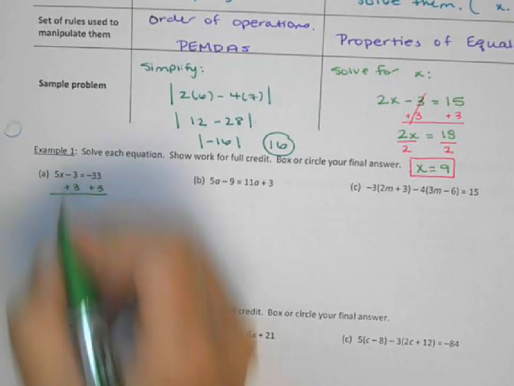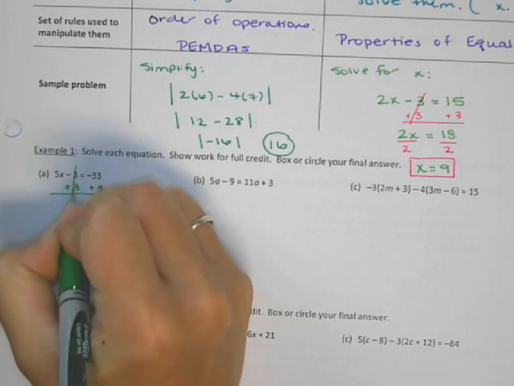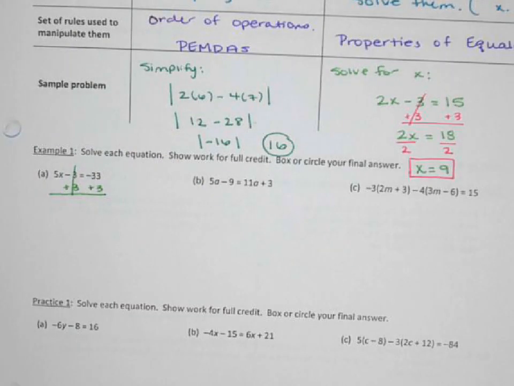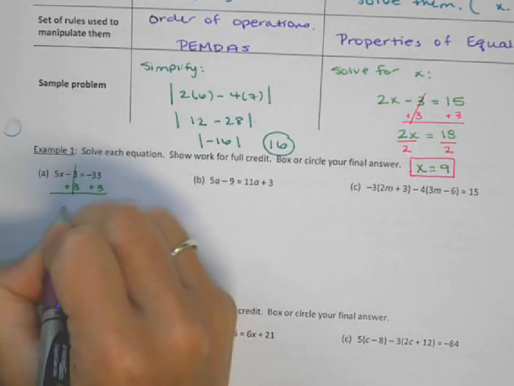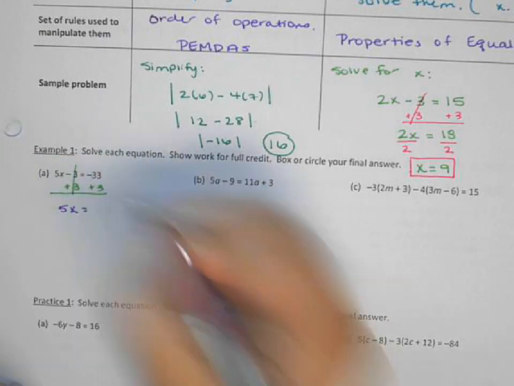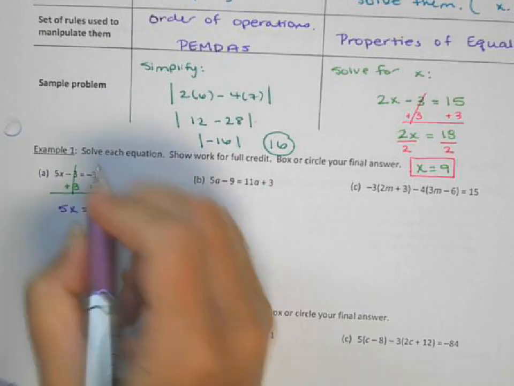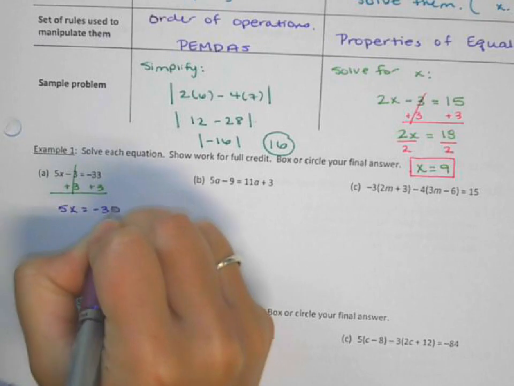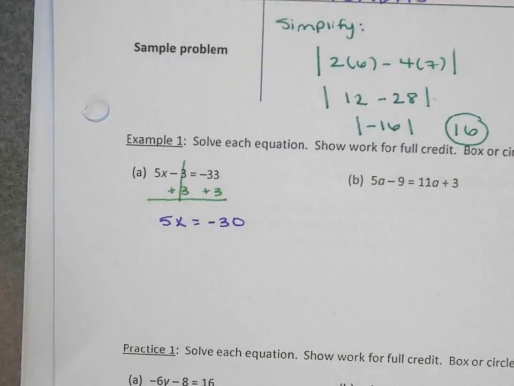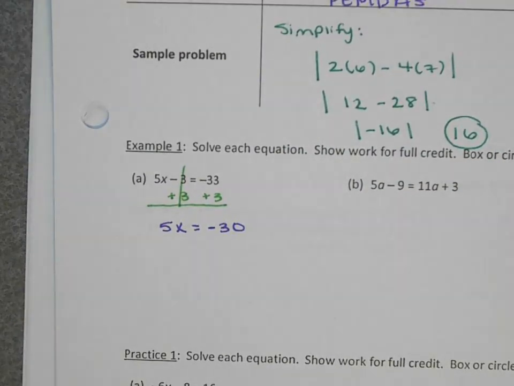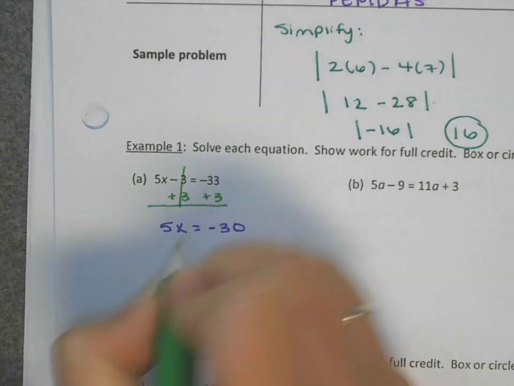When you add 3 on both sides, the minus 3 and the plus 3 are going to go away on the left, which gives us our 5x term all by itself, which is exactly what we were aiming for. So we have 5x equals negative 33 plus 3, which is negative 30. All right. And then what do we do next? Divide by 5 on both sides. Very good.